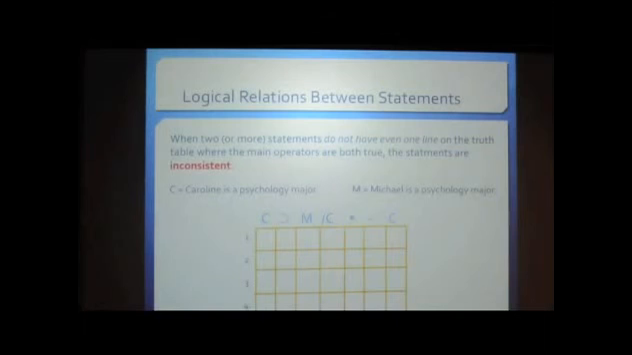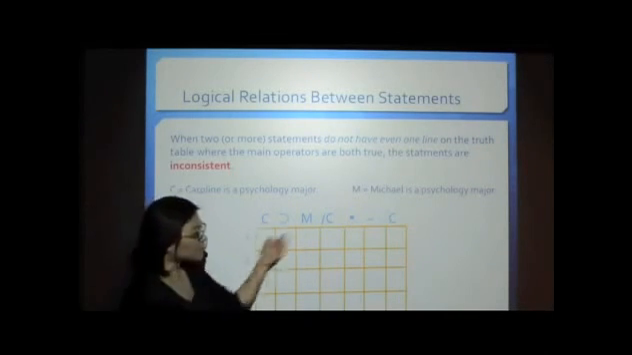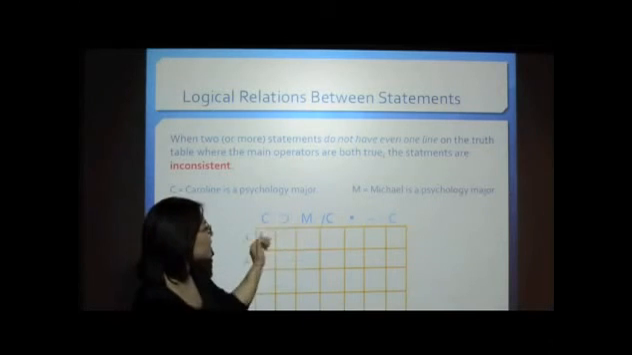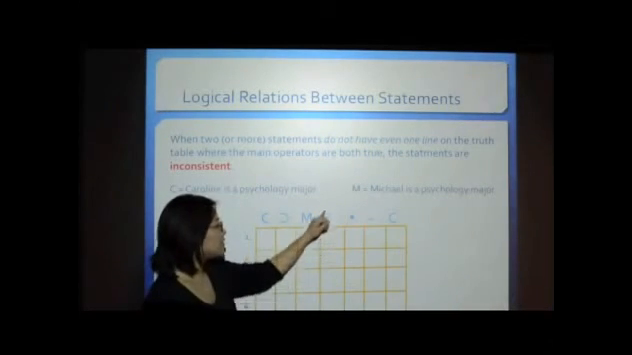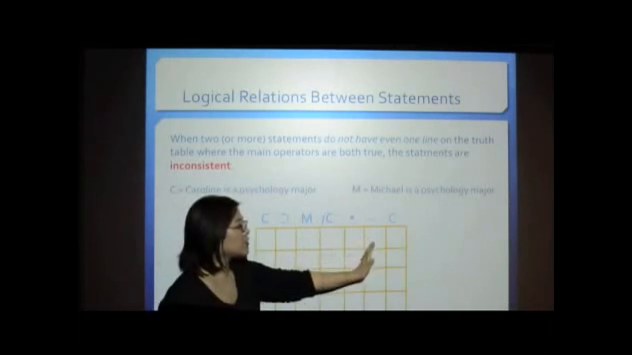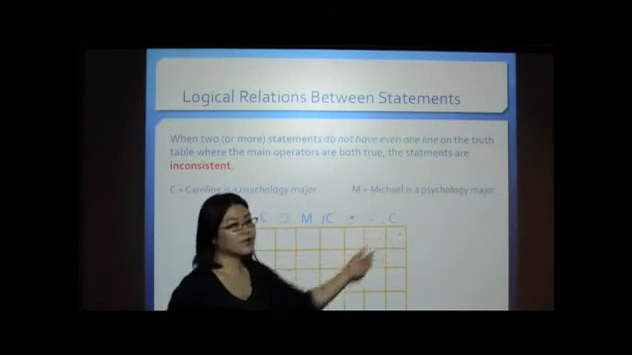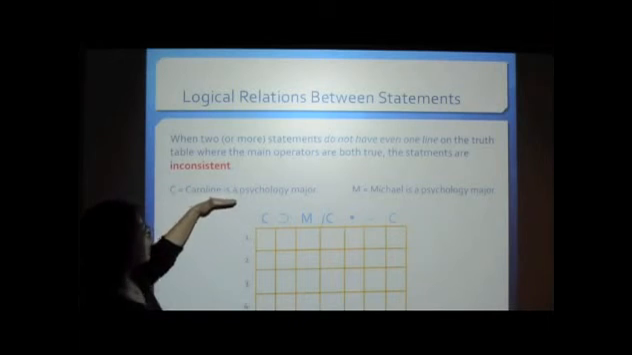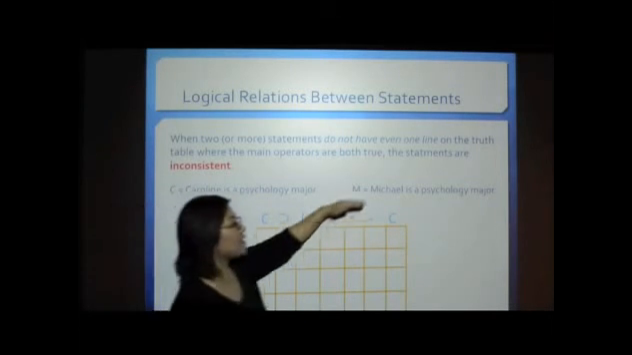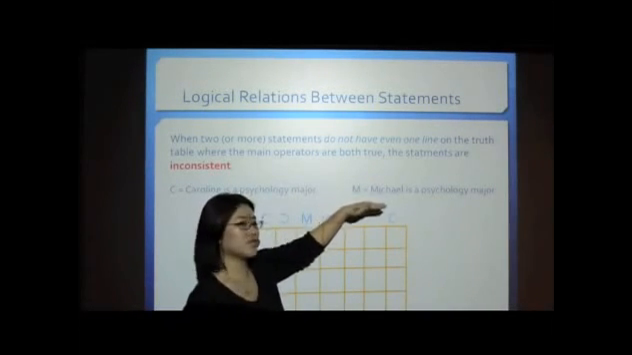Okay, so now let's look at another relationship between statements. When two or more statements do not have even one line on the truth table where the main operators are both true, the statements are inconsistent. So let's look at this statement here. Here we have one statement, C horseshoe M, and then we have that differentiated by a slash from this other statement, C dot tilde C. And C stands for Caroline is a psychology major, and M stands for Michael is a psychology major.